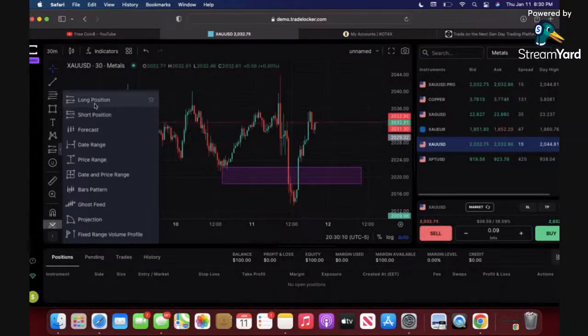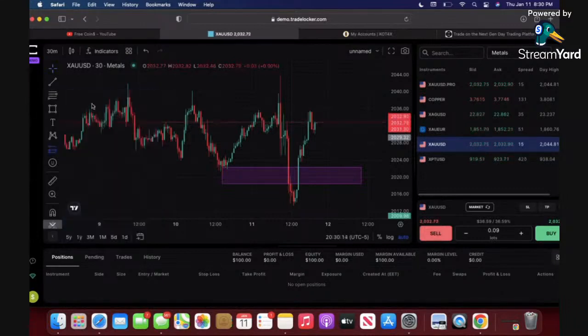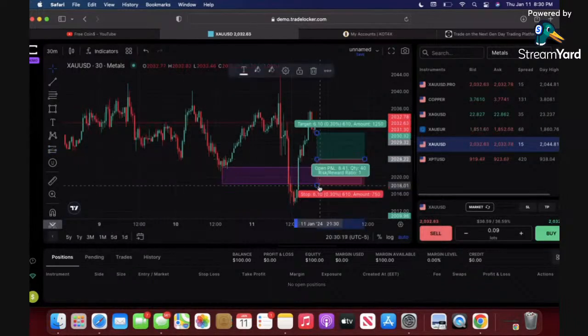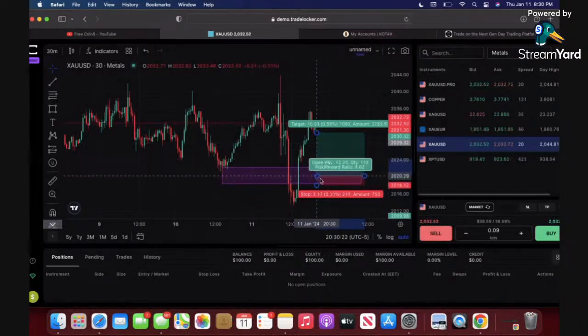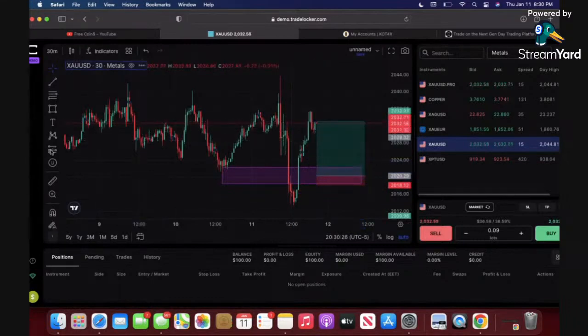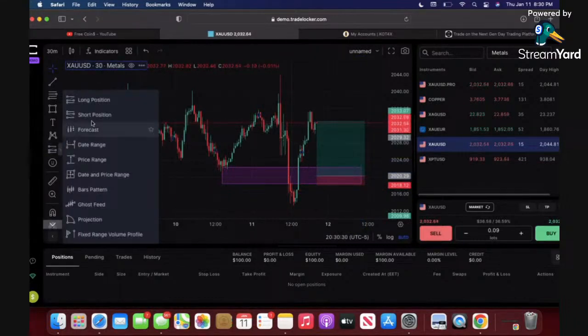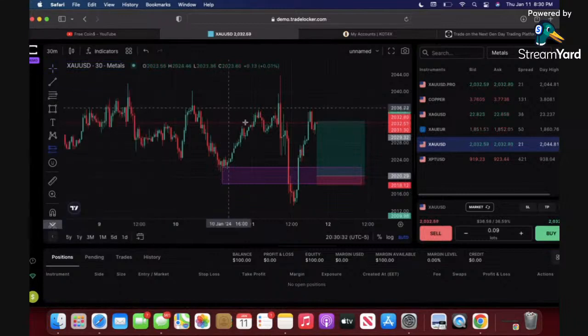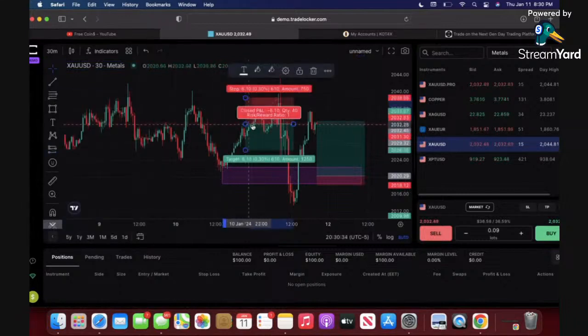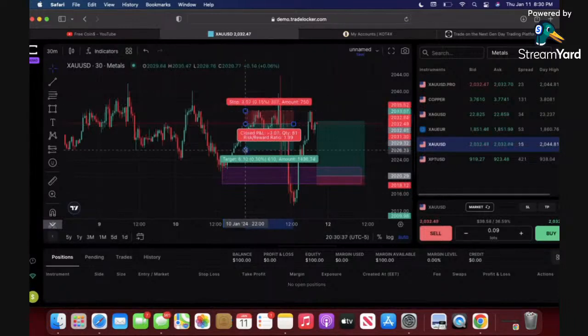So going long is the same as buying, and going short is the same as selling. If I had to make a trade and I said I was going to go long, obviously it's going to put my sell position lower for my stop loss, but my take profit is going to be on top, and vice versa. If I was to go short, then my stop loss would be at the top and my take profit at the bottom.